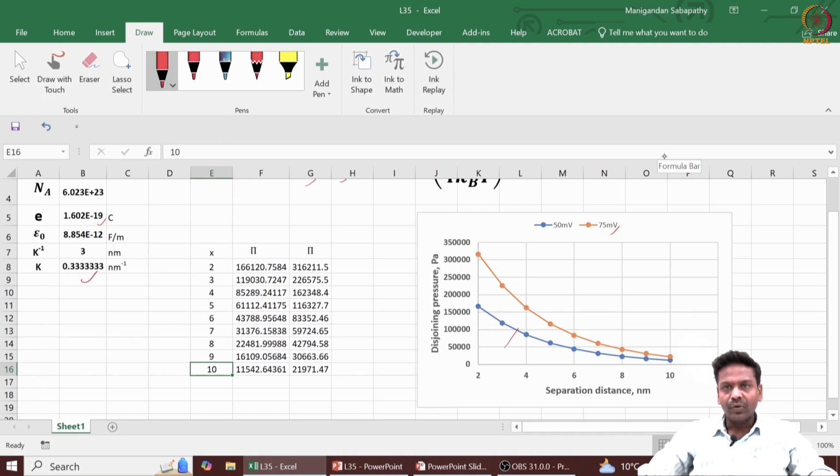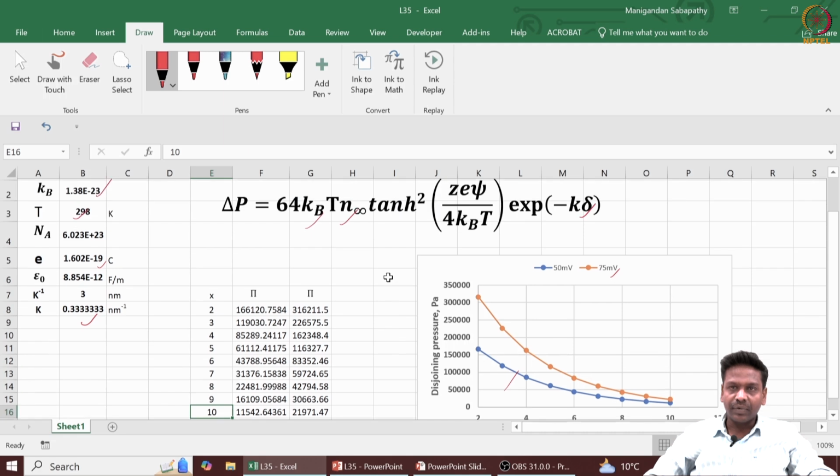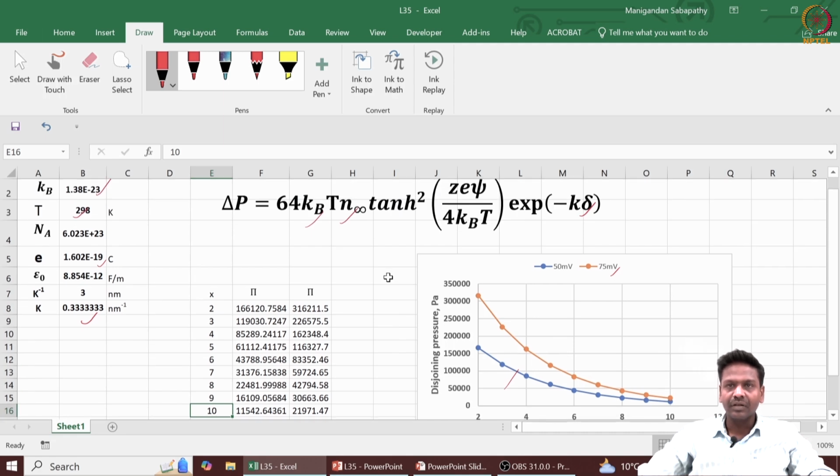Alright, so you can do this exercise by yourself using MATLAB or Excel, so that you can understand the concepts behind the disjoining pressure, and how to calculate the disjoining pressure between two planar surfaces when the electrical double layers overlap, at different separation distances.